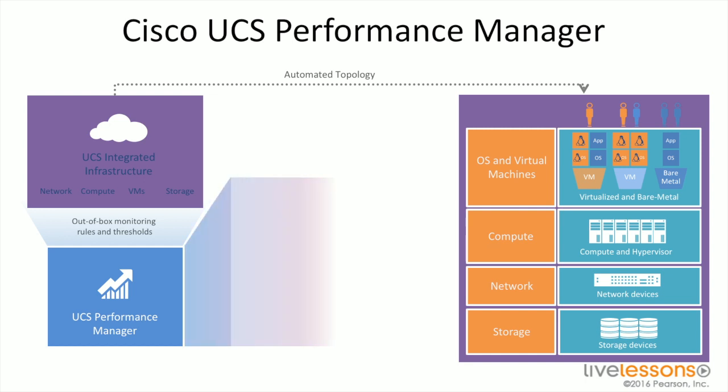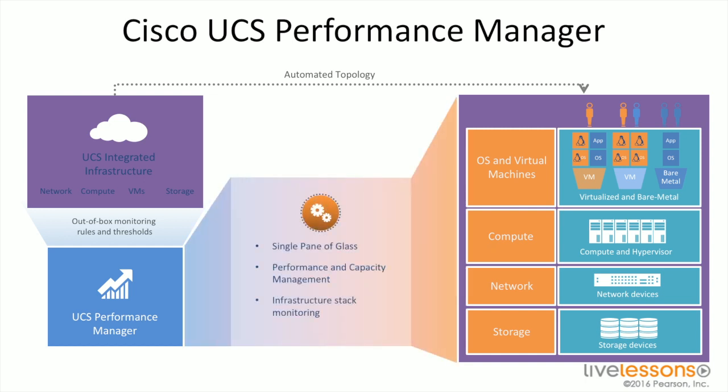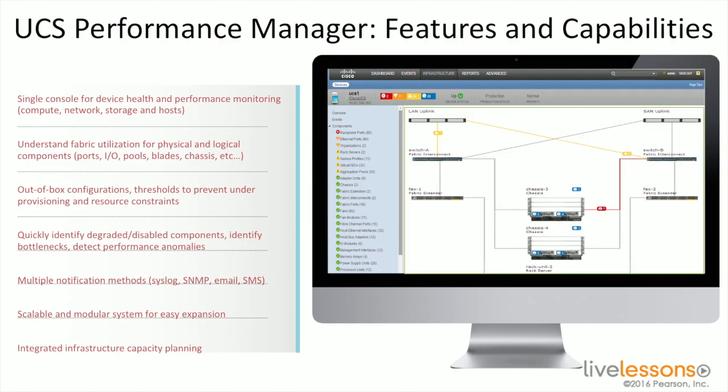So UCS Performance Manager is really that single pane of glass to give full visibility into all of the components that make up our virtual machines, our operating systems, compute, network, and storage. It really allows you to create a full infrastructure stack monitoring tool. Some of the core features: the ability to have that single console for device health and performance monitoring. So again, it's all about compute, network, storage, and hosts. All of these are monitored at the same time.